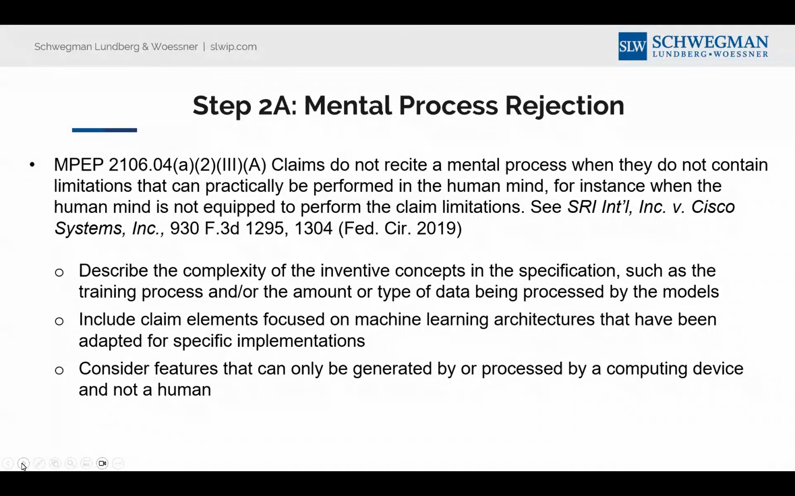I think it's maybe possible for a human mind to determine a latent space and that sort of thing. But if you describe it in a way that's a lot more complex and there are different operations being performed with respect to that latent space, then it's a lot harder to claim that it's a mental process. Next slide, please.